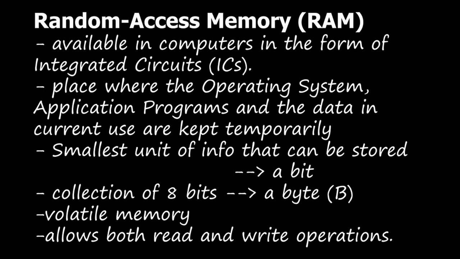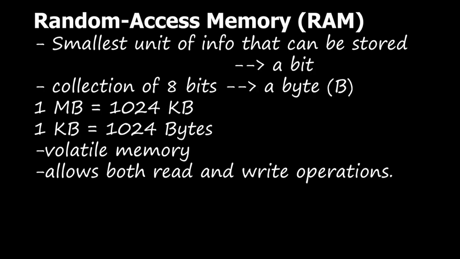If a computer has 1 megabyte of memory, then it can store 10,48,576 bytes of information. That means 1 MB is equal to 1024 KB, right? And 1 KB means 1024 bytes. So 1024 into 1024 is 10 lakhs 48,576 bytes. Are you clear? 1 MB is 1024 KB, and 1 KB is 1024 bytes.